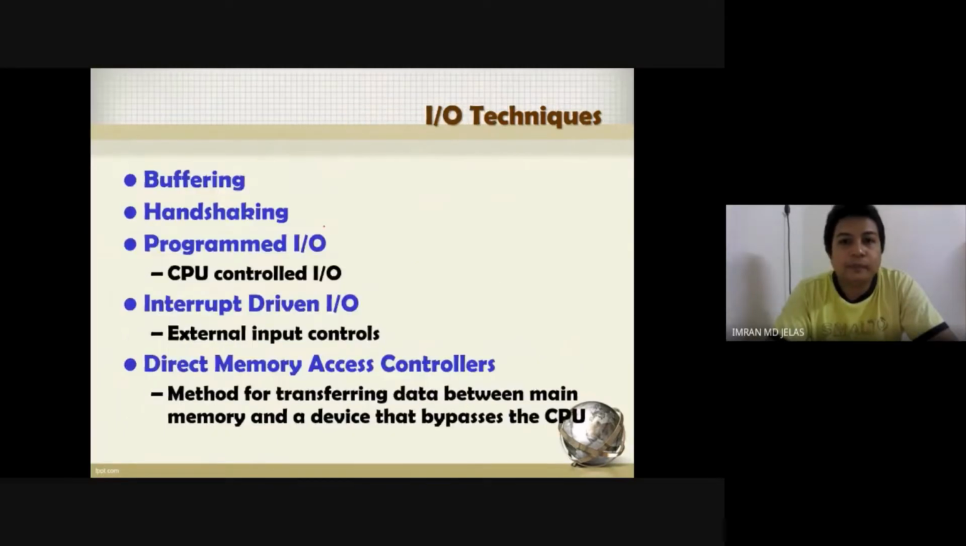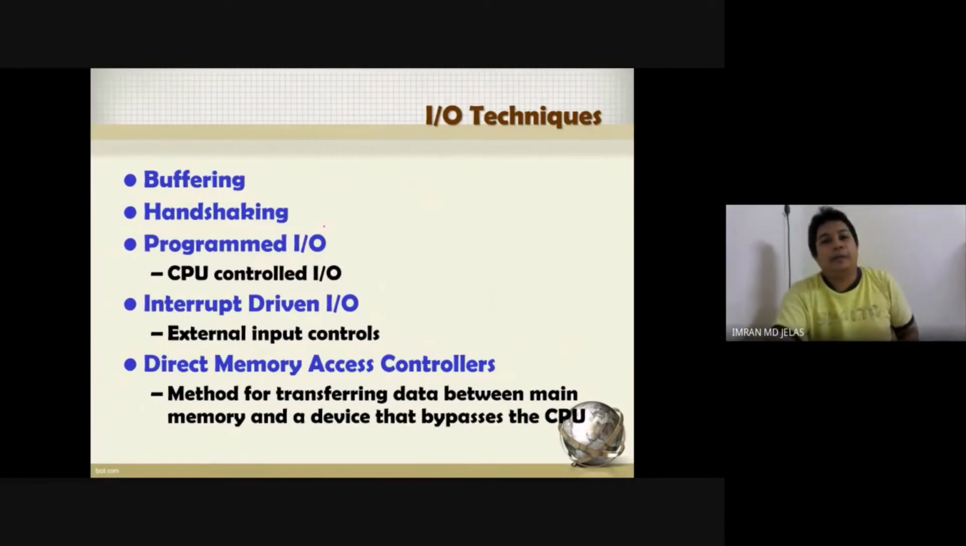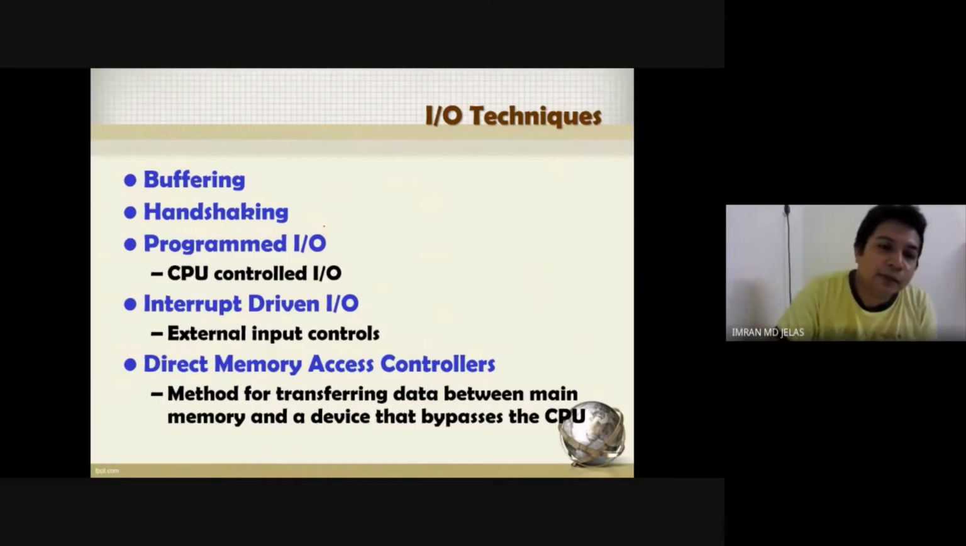It copies data from a buffer to the device, from the CPU to its buffer, and communicates with the CPU. There are a lot of I/O techniques. Some use buffering, some use handshaking, some use programmed I/O, which is CPU-controlled input output, some use interrupt-driven, external input control, and some use direct memory access control. This is commonly used as a method of transferring data that bypasses the CPU, like transferring data from a thumb drive to the hard disk.